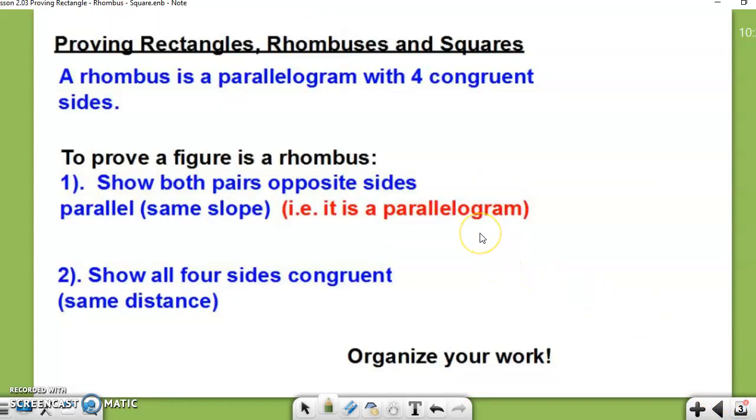All right, so now let's think about proving a rectangle or rhombus or square. We're first going to look at a rhombus because it is a parallelogram with 4 congruent sides. So we first prove parallelogram by showing that both pairs of opposite sides have the same slope, are parallel. Then, after we show that it's a parallelogram, we show all 4 sides are congruent, which means same distance, meaning we will use our distance formula.